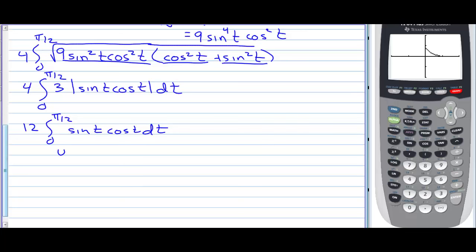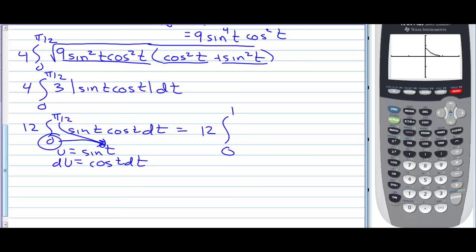And we're going to use u substitution to integrate this. Let u equal sine of t, and du is equal to cosine of t dt. So this becomes 12 integral. Let's change the limits. Let's plug the 0 in for t. Sine of 0 is 0. And then let's plug the pi over 2 in. Sine of pi over 2 is 1.